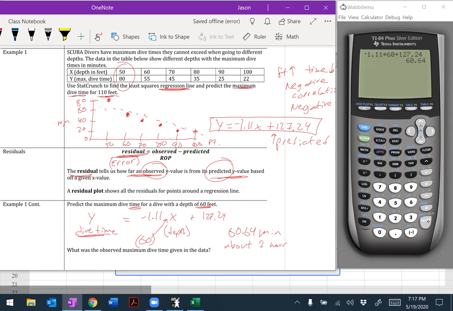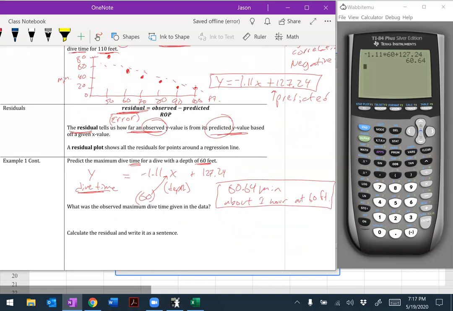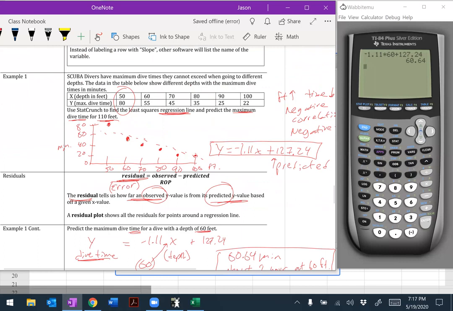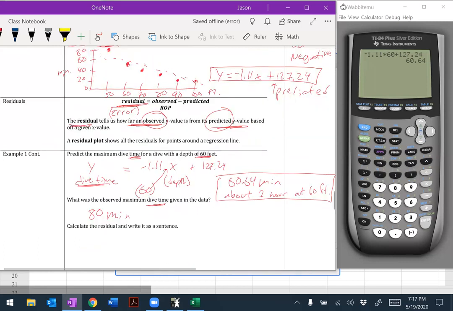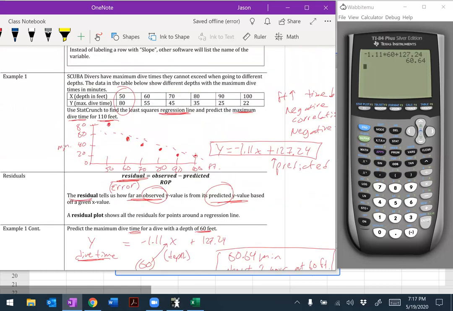So if I'm at a depth of 60 feet, not 6 feet, if I'm at a depth of 60 feet, I have air to last me about an hour. Okay. What was the observed maximum dive time given in the data? The maximum dive time was 80. Okay, that was 80 feet. Calculate the residual. Oh, sorry, that was 80 minutes. The maximum was 80 minutes, right? What is the observed maximum dive time? Yeah, it was 80 minutes.